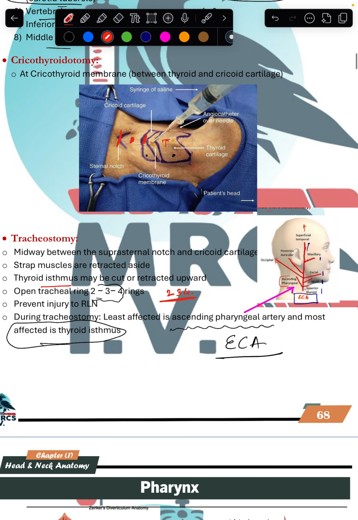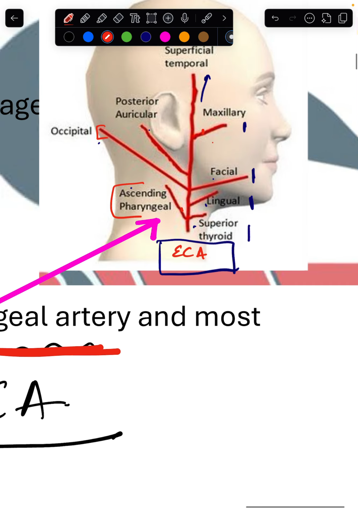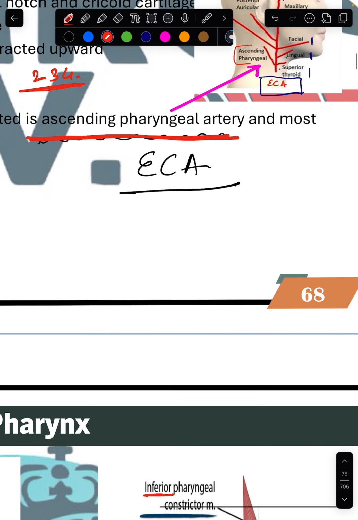During tracheostomy, the least affected branch is the ascending pharyngeal branch of the artery. Even in thyroid surgery, the ascending pharyngeal is spared, and the most commonly affected is the isthmus. These are the branches of the ascending pharyngeal artery. You can see it's behind. That's why it is not involved.